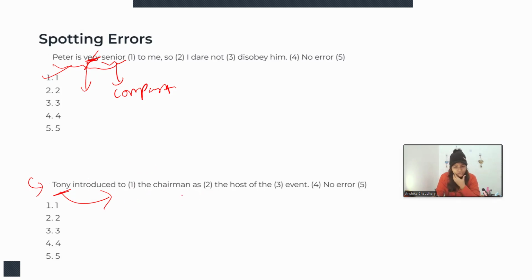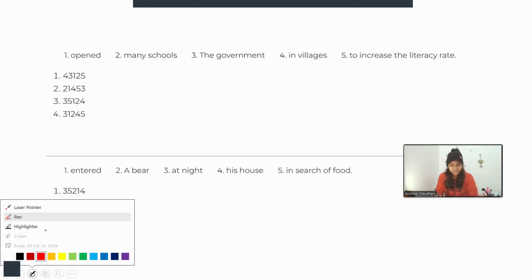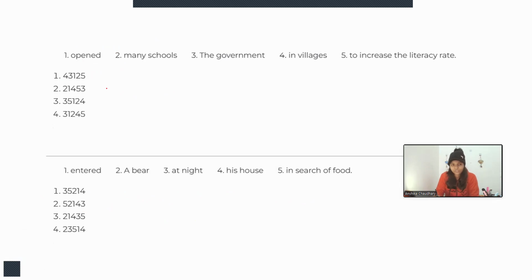Tony introduced himself to the chairman as the host of the event. So there, the mistake is in the reflexive pronoun, that there is no use of a reflexive pronoun. So Tony introduced himself to the chairman as the host of the event. So option number 1, right? Here it should be himself. Use of reflexive pronoun. Let's move on to the last question for today.